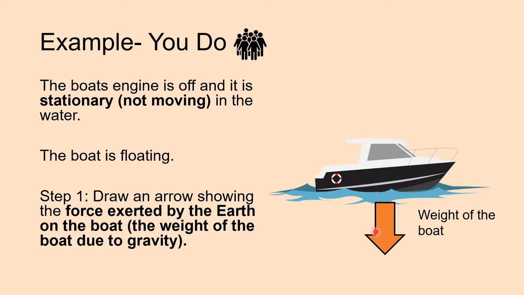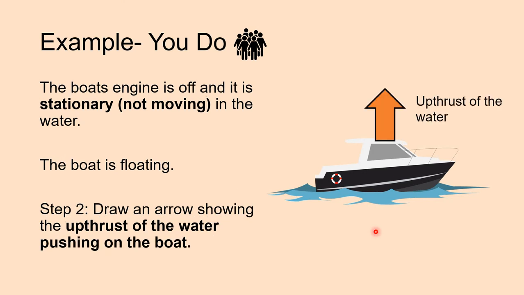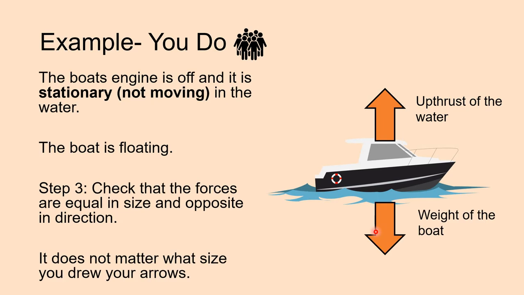Pause the video and make sure you've got your 2 arrows. The first one has been done for you. Here would be our second one, so this is the upthrust of the water. So that's the force of the water pushing on the boat. And you should end up with this diagram. Make sure you check that the forces are equal in size and opposite in direction. It doesn't matter what size you drew your arrows, so long as they are both the same.